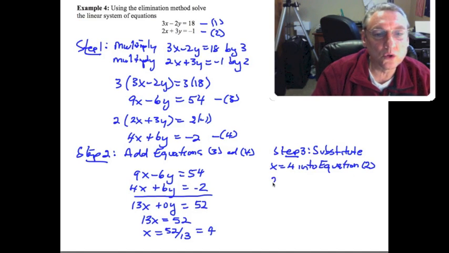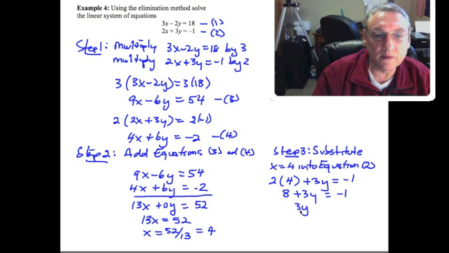So I'm going to have 2 times 4 plus 3y is equal to negative 1. So I have 2 times 4 is 8 plus 3y is equal to negative 1. So 3y, if I subtract 8 from both sides, is going to be negative 9. So therefore y is equal to negative 9 on 3, which is negative 3.